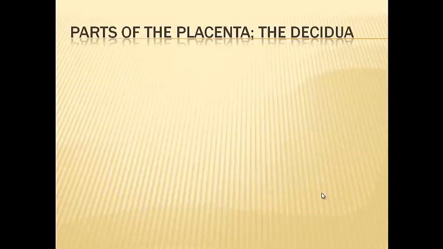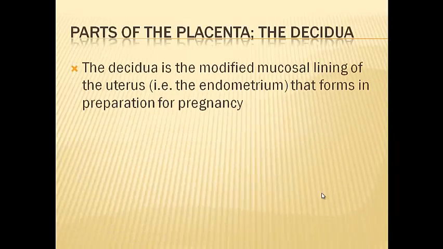Okay, so let's look at the decidua first. The decidua is the modified mucosal lining of the uterus. Basically, it is the endometrium. And this forms in preparation for pregnancy.